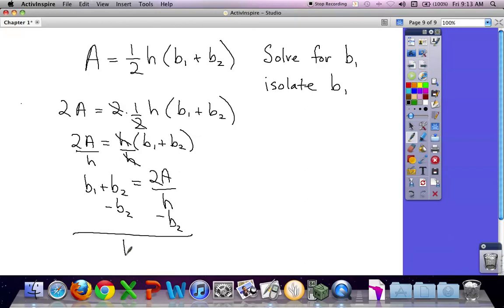So on the left-hand side now, we've isolated the B1. On the right-hand side, we have 2a divided by h minus B2. Okay. You should make sure you can follow the example above that and the work. I know that these are more difficult, but these are also the most important kind of equations for us to solve.